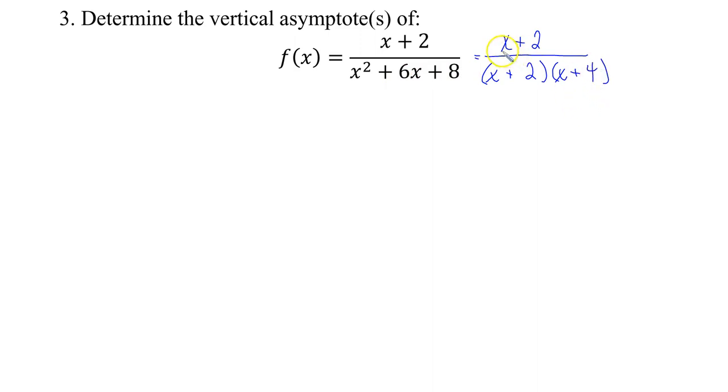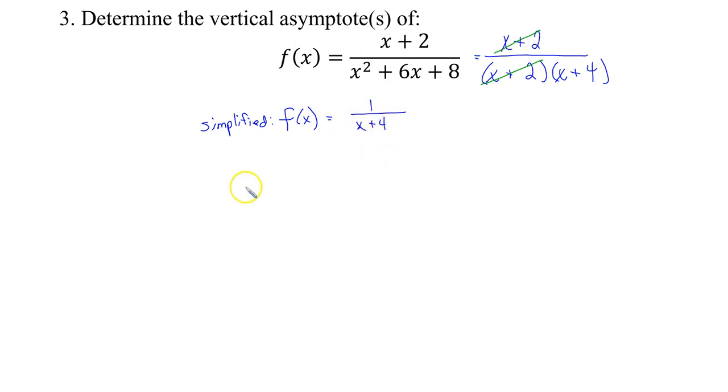So now I see that I have a factor of x plus 2 in the numerator and x plus 2 in the denominator, and these will simplify. So that's what we mean by simplifying the rational functions first. Be sure to simplify before you do anything. So the simplified f of x is going to be 1 over x plus 4.